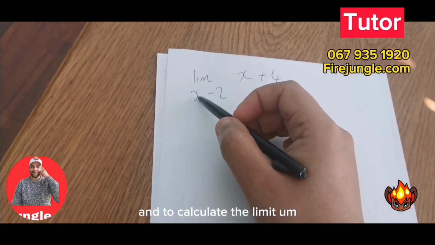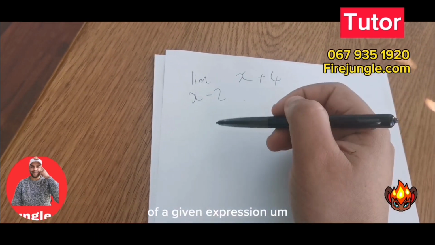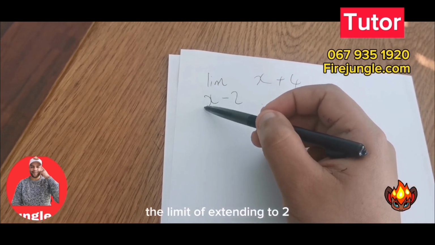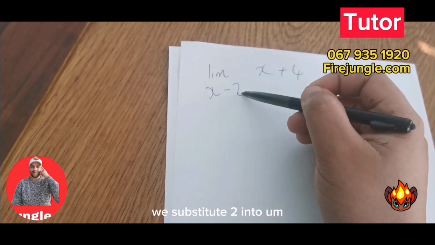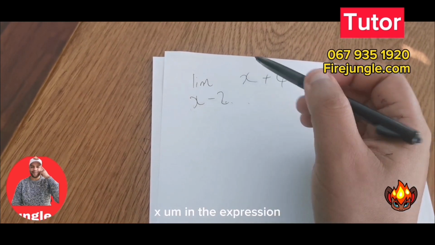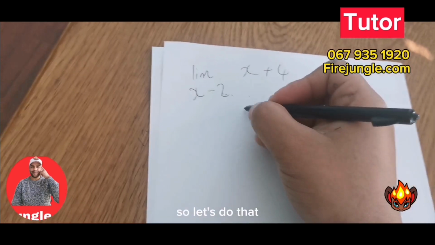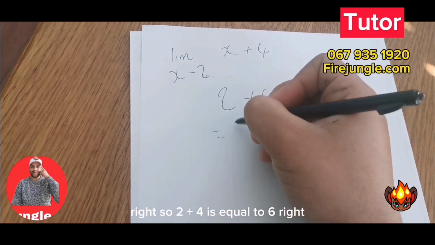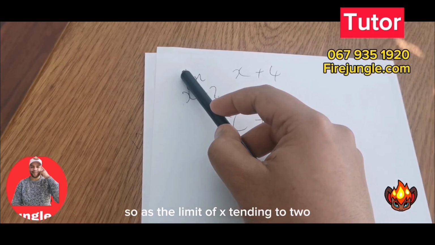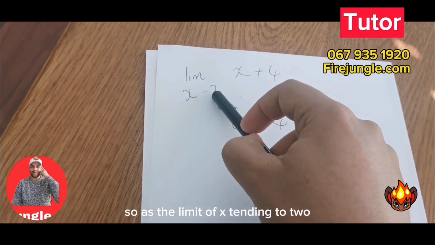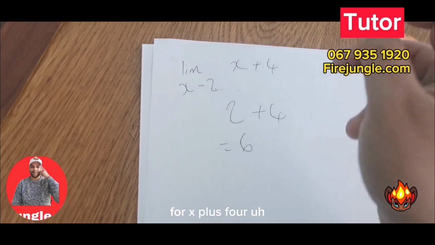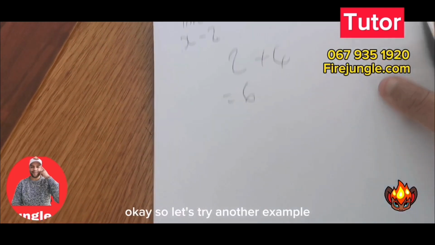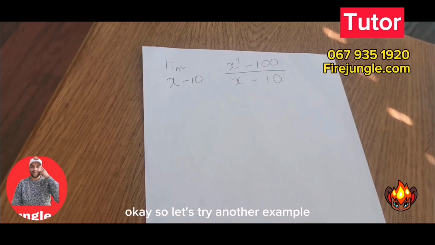And to calculate the limit of a given expression, all we have to do is substitute the limit. For the limit of x tending to 2, we substitute 2 into x in the expression. So let's do that, right? 2 plus 4 is equal to 6, right? So the limit of x tending to 2 for x plus 4 is equal to 6, right? Okay, so let's try another example.